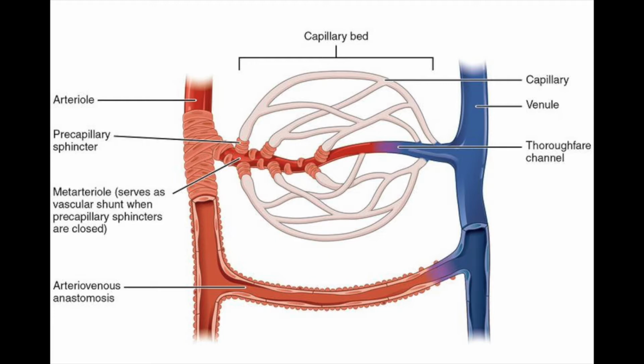A capillary is an extremely small blood vessel located within the tissues of the body that transports blood from arteries to veins. Capillary walls are thin and are composed of endothelium. Oxygen, carbon dioxide, nutrients, and wastes are exchanged through the thin walls of the capillaries.